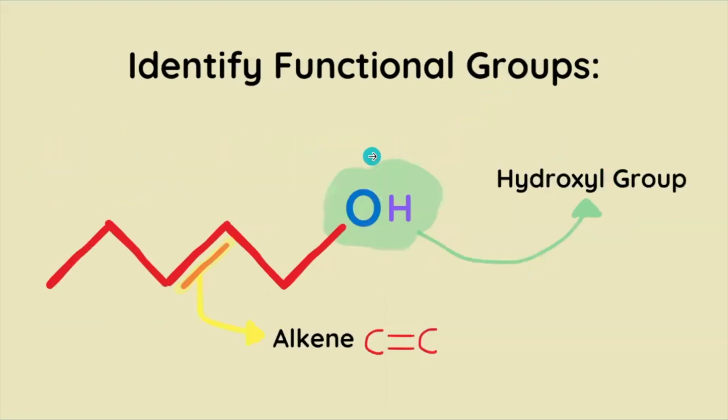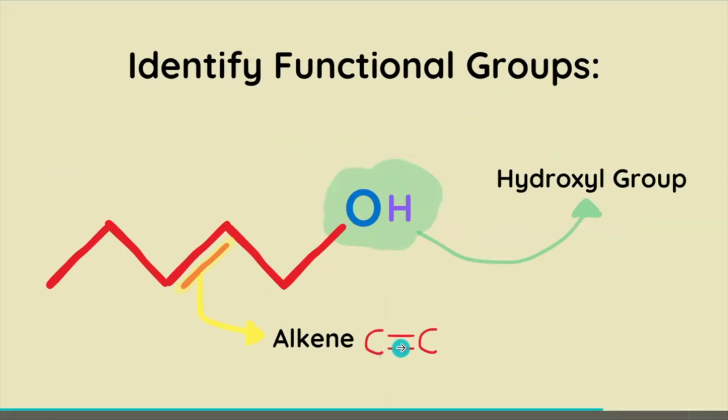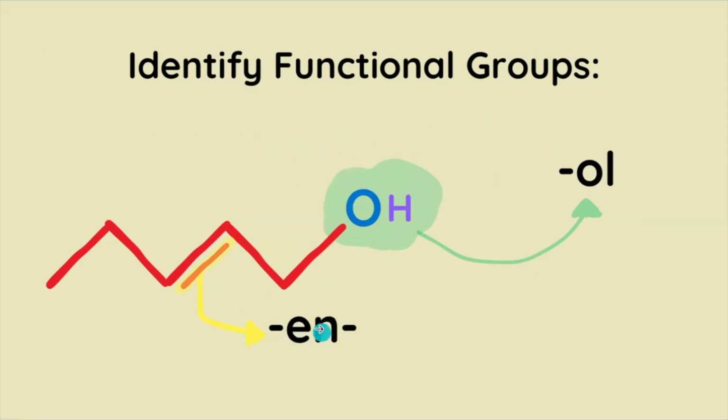Next, we want to identify the molecule's functional groups. Here we have an alkene, which is a carbon-carbon double bond, and a hydroxyl group, an OH. The names of these groups are ene and ol respectively. And the hydroxyl group is higher priority than the alkene, so it's going to use the suffix ol as opposed to a prefix.